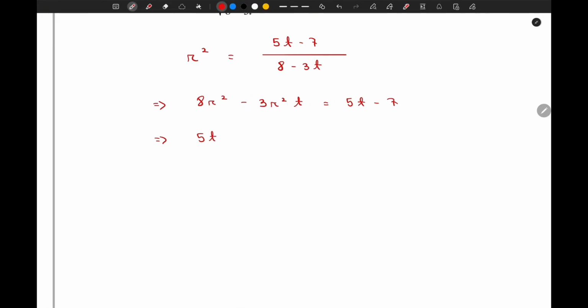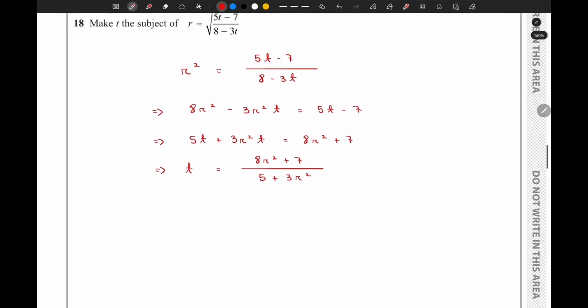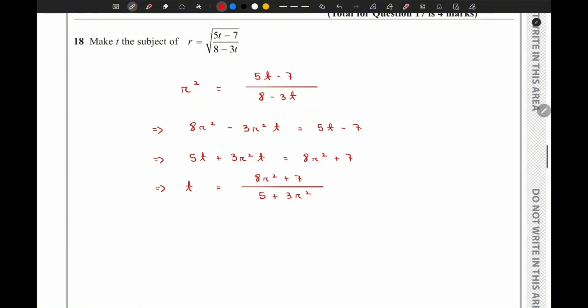So this becomes 5t plus 3r squared t equals 8r squared plus 7. Now let's just make t the subject. So t equals 8r squared plus 7 divided by 5 plus 3r squared, not 5t, sorry. So it's 5 plus 3r squared. So this is the answer to question 18.